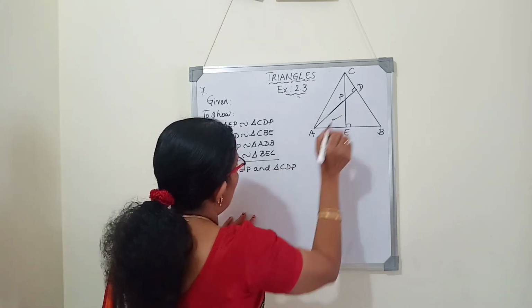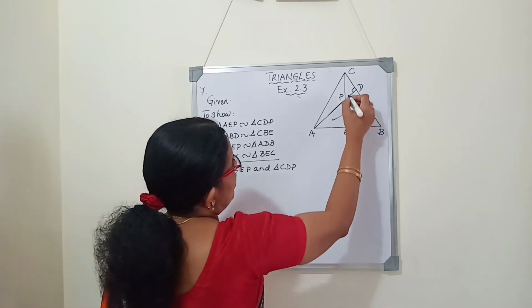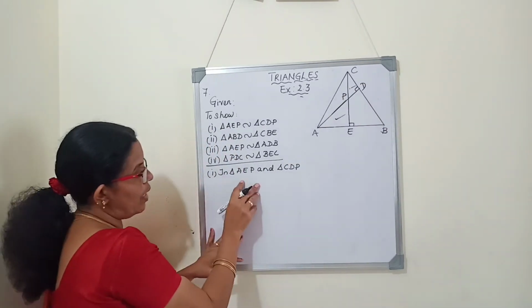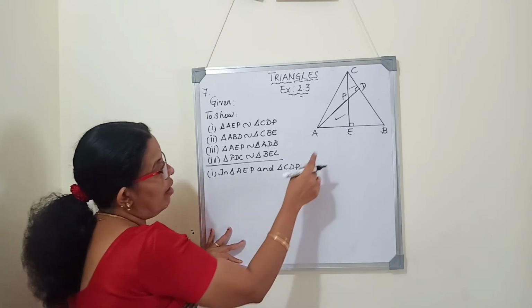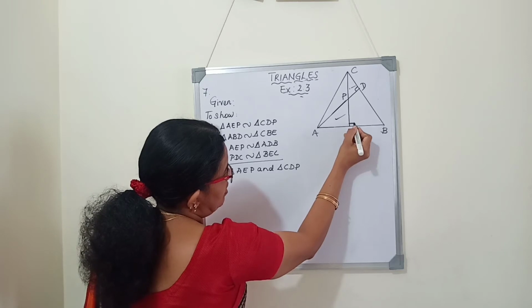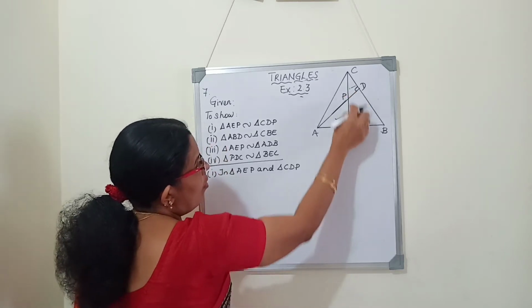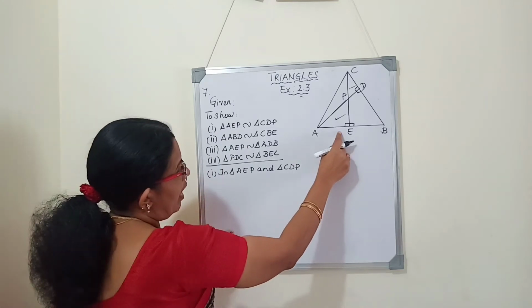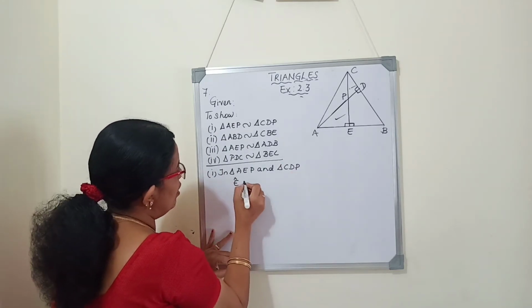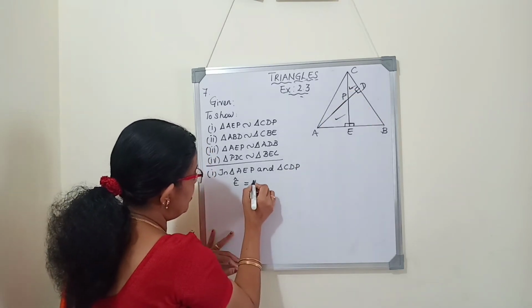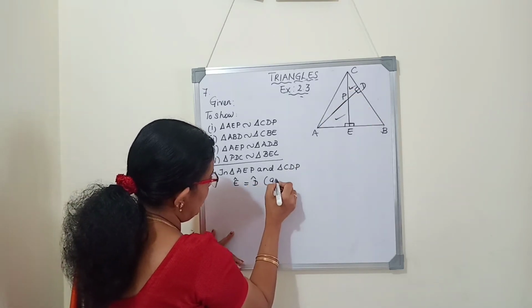Triangle AEP and triangle CDP, these two triangles. How can we prove that these two triangles are similar? In triangle AEP, angle E is 90 degrees, since altitude means the angle is 90 degrees. So we write angle E is equal to, in CDP angle D is 90. Angle D is given 90 degrees.